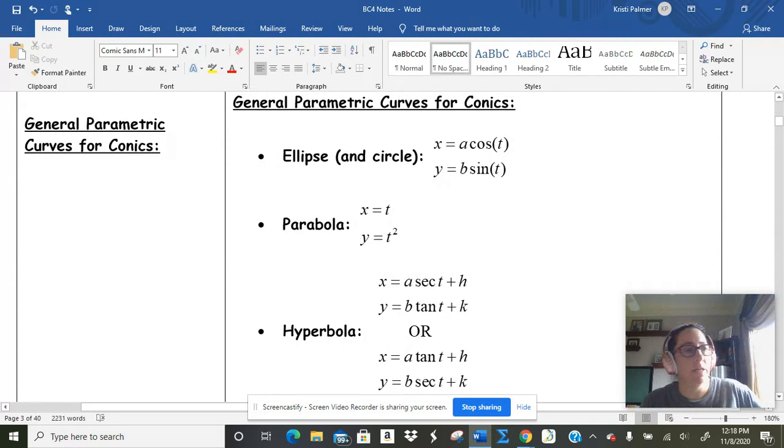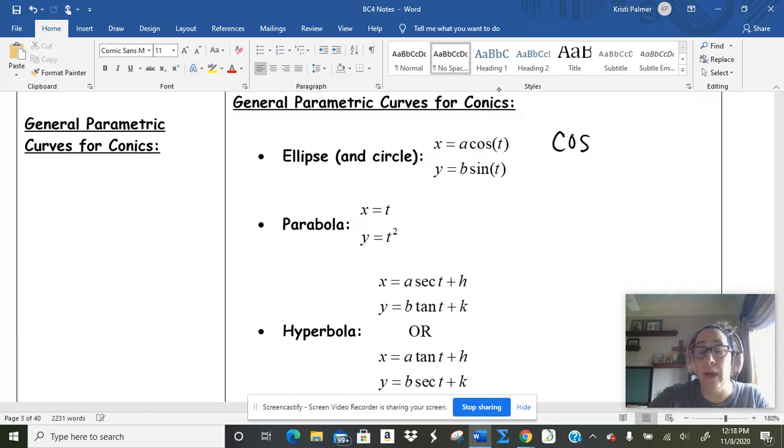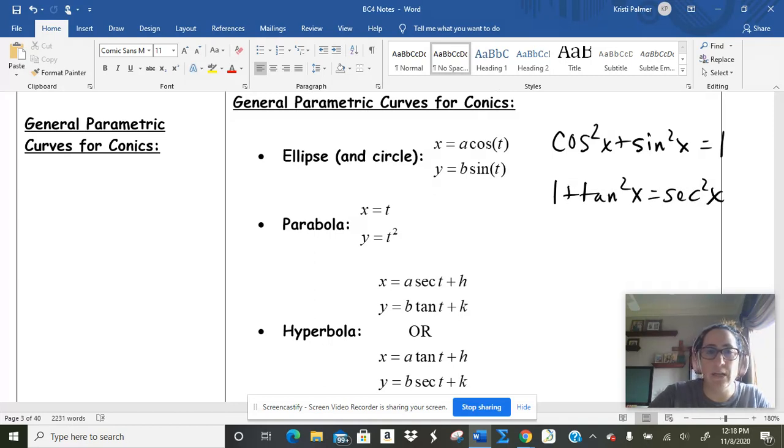These are nice. They're just kind of some equations. If you want to memorize them, great, but I'm going to show you how you can convert when you have x and y with the cosines and sines or secants and tans. When we convert these, we're going to use the Pythagorean identities. So cosine squared plus sine squared is 1, and 1 plus tan squared is secant squared. So we're going to be using these, or you can just have those memorized. That's kind of up to you.